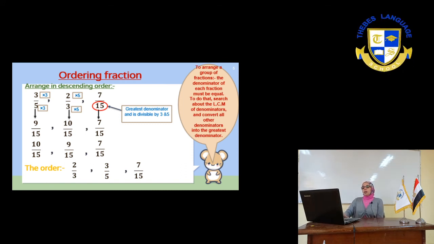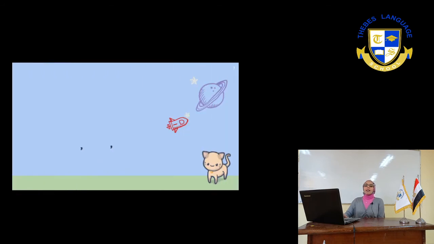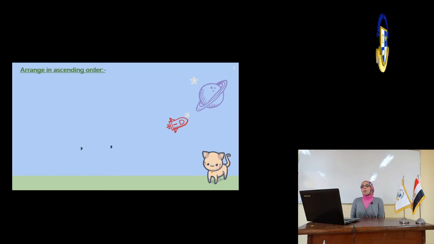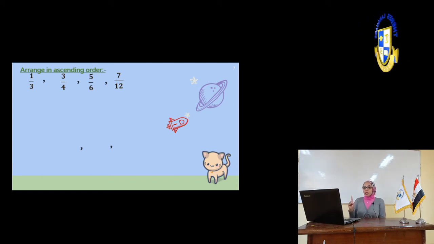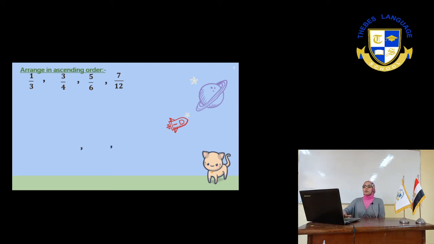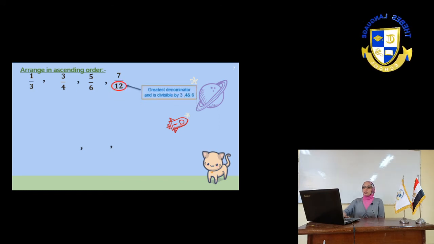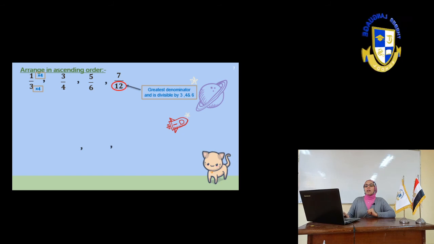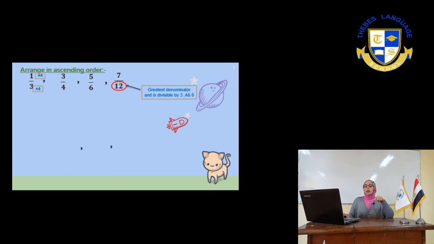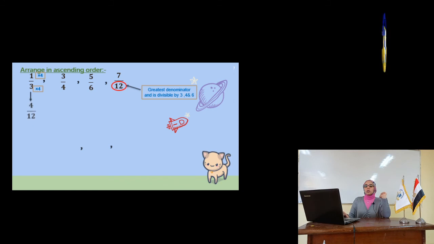Okay? Next, how do we arrange in ascending order? The same. We have here 4 fractions. We must make all of them the same denominator. At first, search for the greatest denominator. It will be 12. Ask yourself, can we convert the other denominators into 12? Yes. How? If we want to convert 3 into 12, we will multiply it by 4. Multiply up and down by 4. It will be 4 over 12.